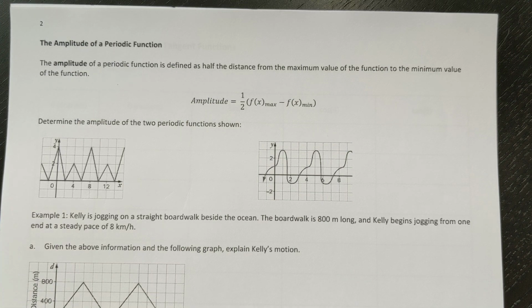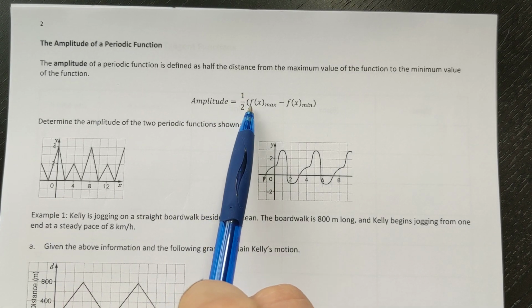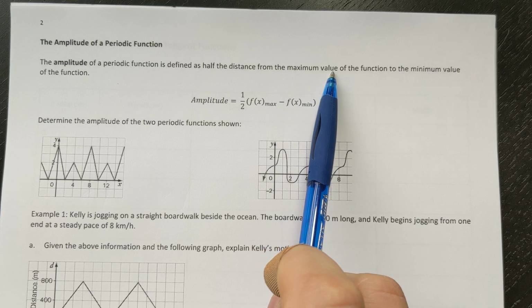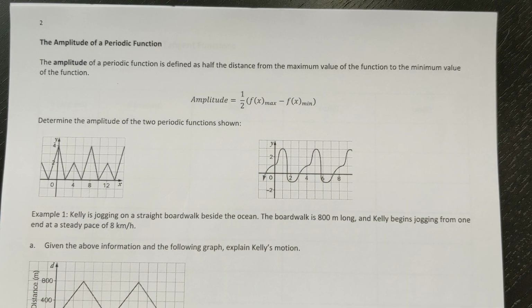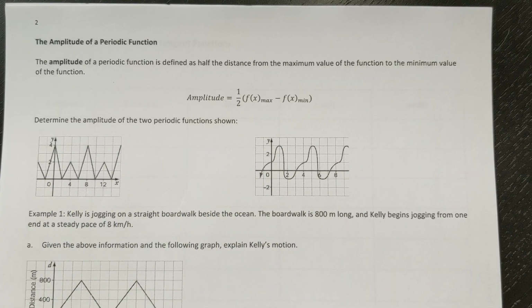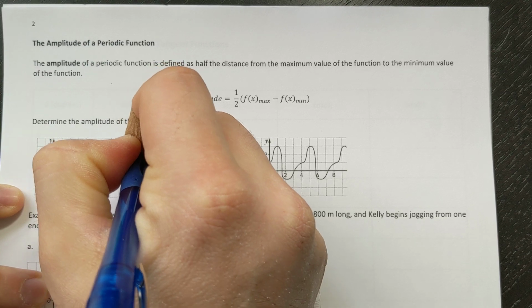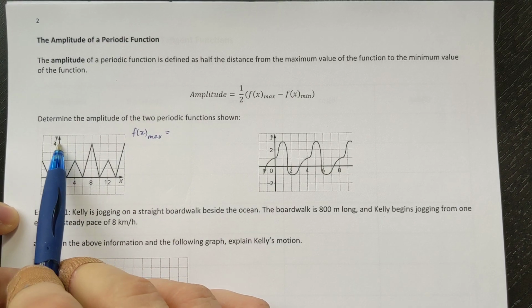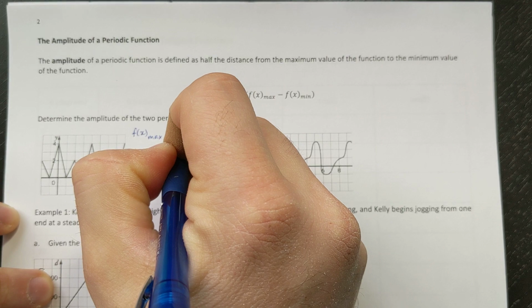Now we're going to look at the amplitude of a periodic function. The amplitude of a periodic function is defined as half the distance from the maximum value of the function to the minimum value of the function. So amplitude is defined as 1/2 of f at x max minus f at x min. If I look at these two graphs right here, determine the amplitude of the functions below. First I'm going to find f at x max for this function. What is the maximum value for this periodic function? If I look here, my maximum value is 4.